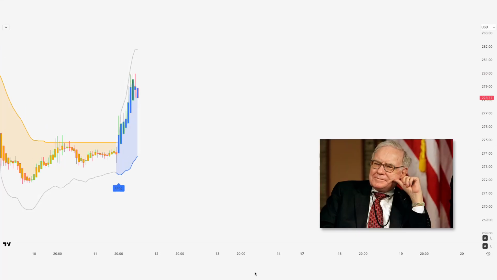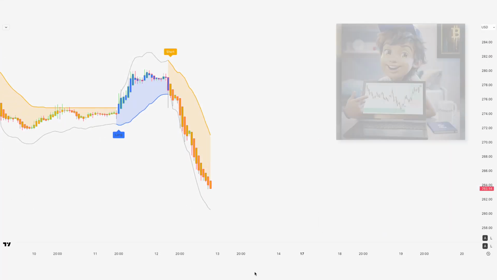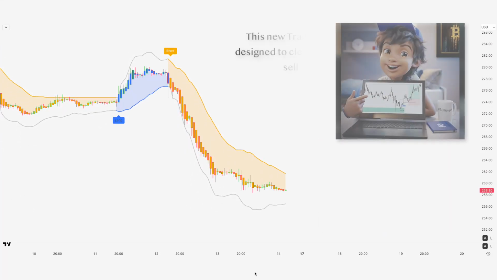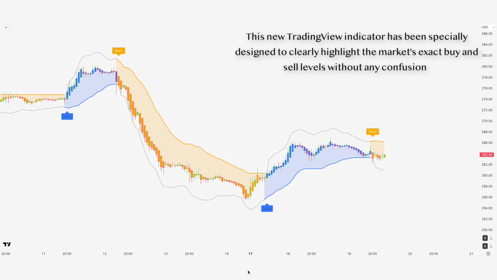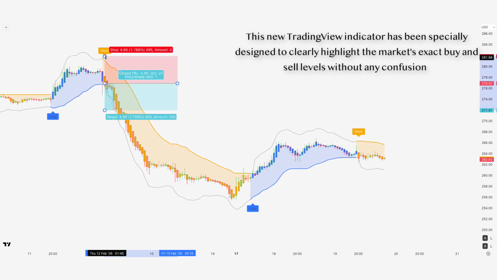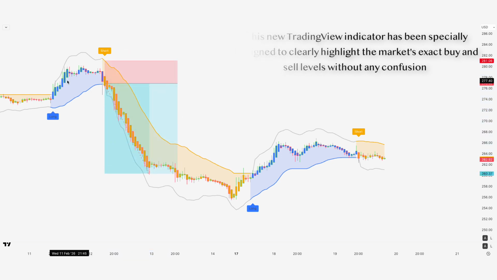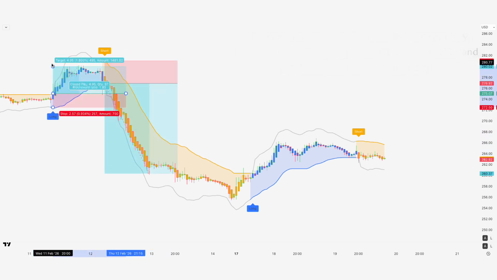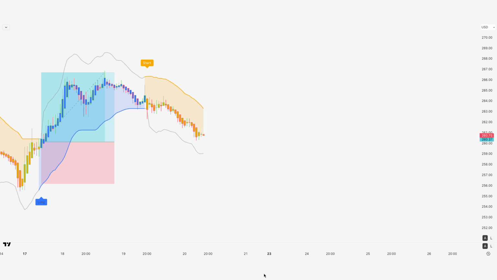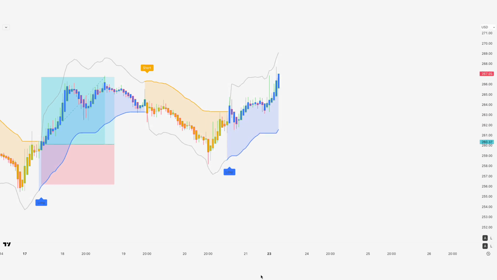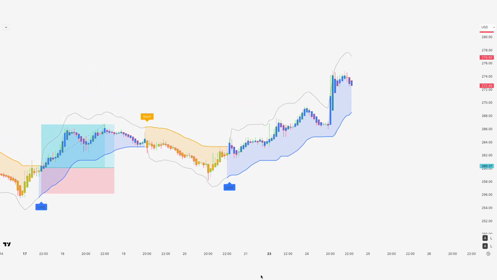If you currently rely on guesswork for your trade entries, this indicator could be a game changer for you. This new TradingView indicator has been specially designed to clearly highlight the market's exact buy and sell levels without any confusion. I tested it following its latest update, and what stood out to me the most was its precision. It doesn't generate random signals. Instead, it focuses exclusively on those zones where the market has a high probability of reacting.